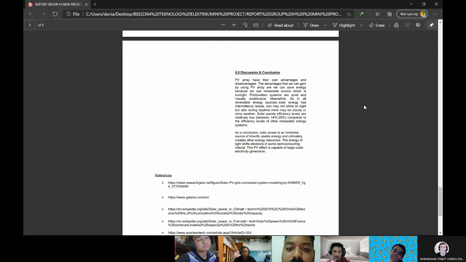energy systems. As a conclusion, solar power is an immense source of directly usable energy and ultimately creates other energy resources. The energy of light shifts electrons in some semiconducting material. This PV effect is capable of large-scale electricity generation.